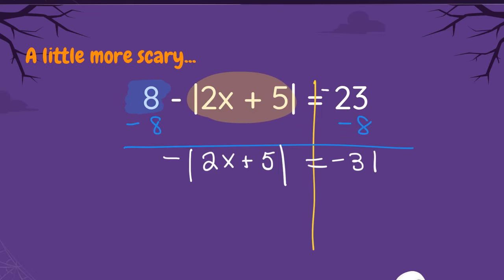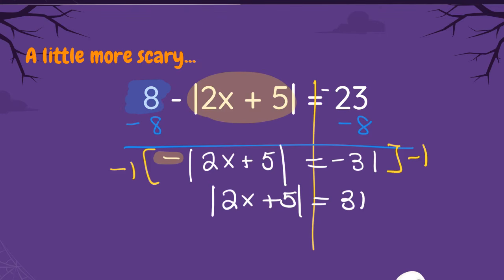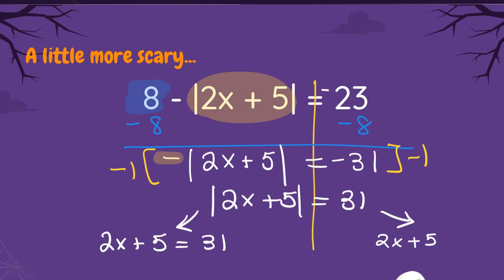I then have to get rid of this negative sign here. I don't know if you see this here, but it's floating out front. I got to get rid of that. I'm going to get rid of it by multiplying by -1. That then gives me the absolute value of 2x plus 5 is equal to positive 31. I can then split it and get 2x plus 5 equals 31, and 2x plus 5 equals negative 31.